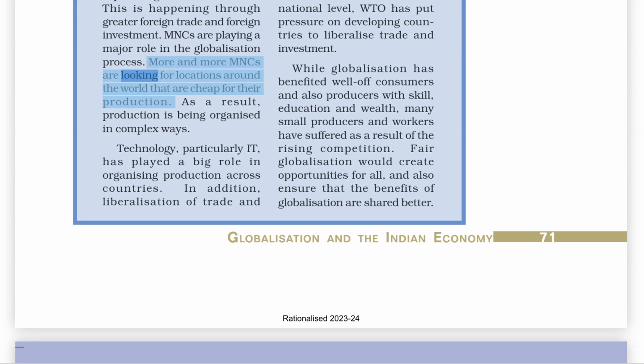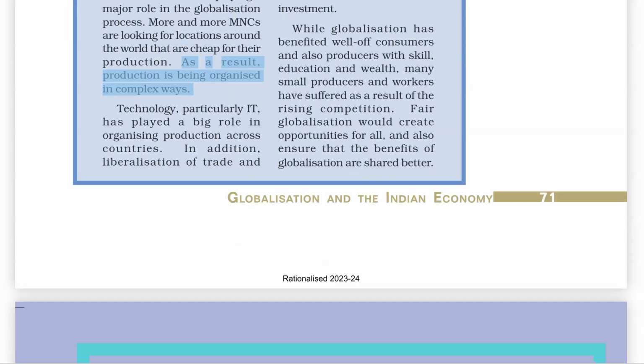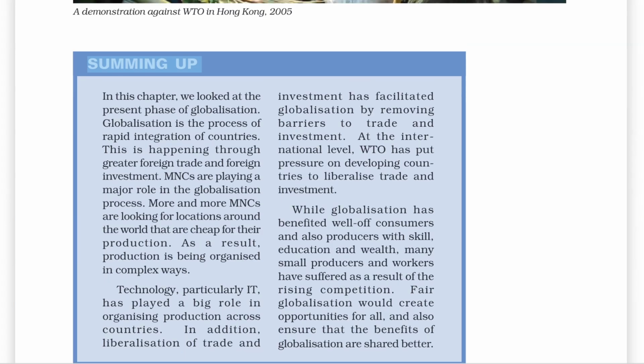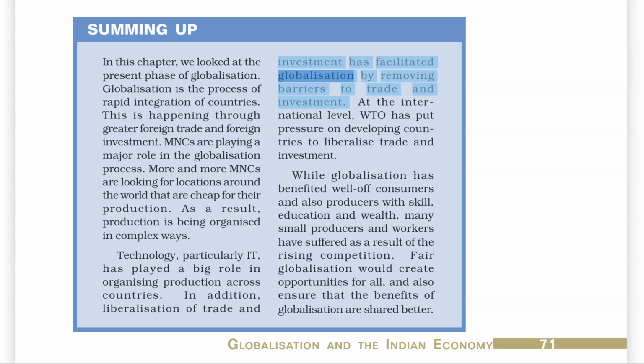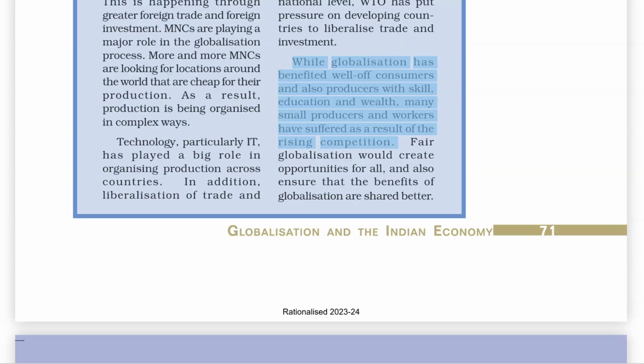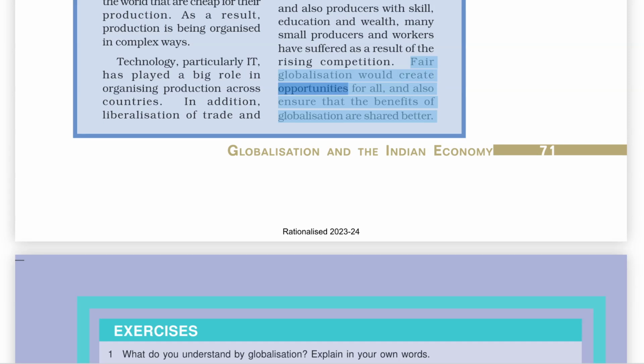More and more MNCs are looking for locations around the world that are cheap for their production. As a result, production is being organized in complex ways. Technology, particularly IT, has played a big role in organizing production across countries. In addition, liberalization of trade and investment has facilitated globalization by removing barriers to trade and investment. At the international level, WTO has put pressure on developing countries to liberalize trade and investment. While globalization has benefited well-off consumers and also producers with skill, education, and wealth, many small producers and workers have suffered as a result of the rising competition. Fair globalization would create opportunities for all and also ensure that the benefits of globalization are shared better.